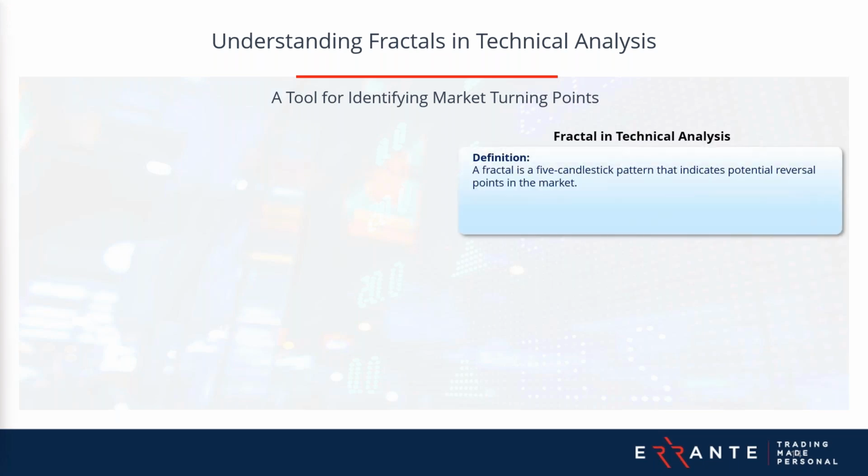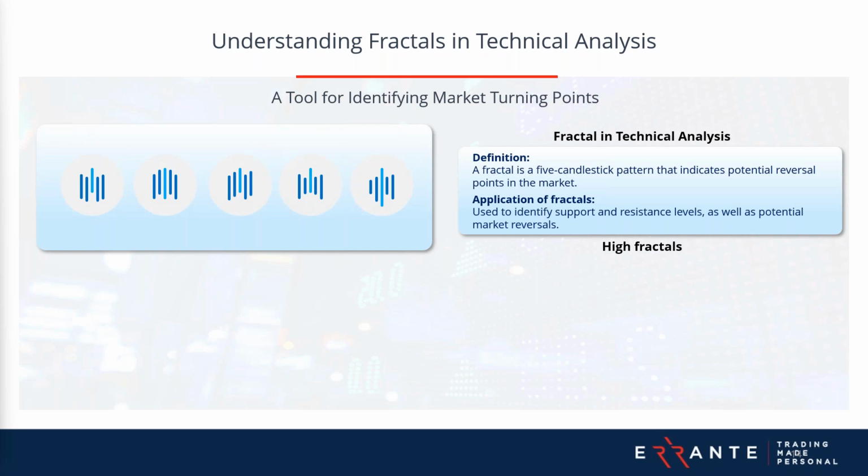Okay, let's start with the definition of fractals. A fractal is a 5-candlestick pattern that helps traders identify potential reversal points. It consists of 5 candlesticks where the middle candlestick is either the highest or lowest point, surrounded by 2 lower highs or higher lows on each side. And here's the application of fractals.